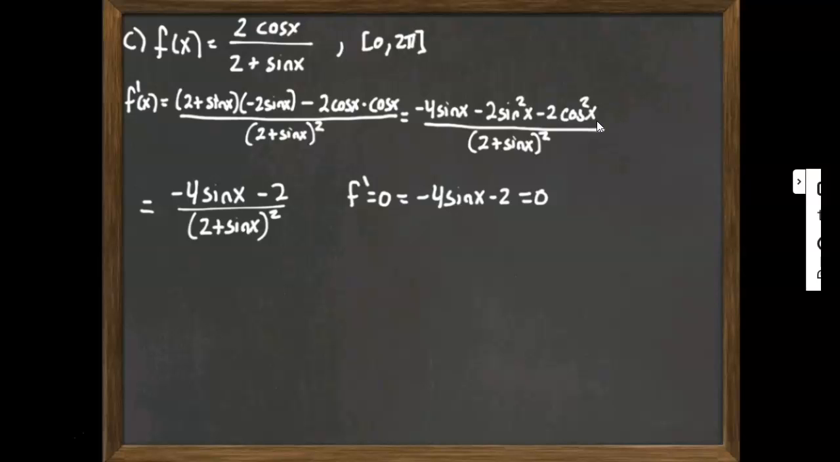Well, that would happen when the numerator is 0, which would happen when negative 4 sine x minus 2 equals 0. So we need to solve that equation for sine x. So bring the 2 over, divide by the negative 4, we'll have sine x equals negative 1/2. Now to solve this problem, remember you need to figure out your reference angle. What angle in the first quadrant would give you a positive 1/2? Right? That's one of our exact values. Hopefully you're thinking of pi over 6.